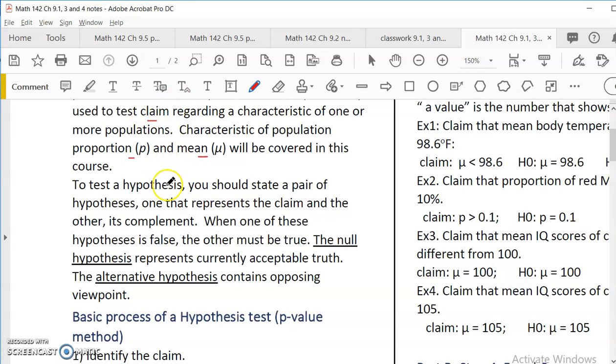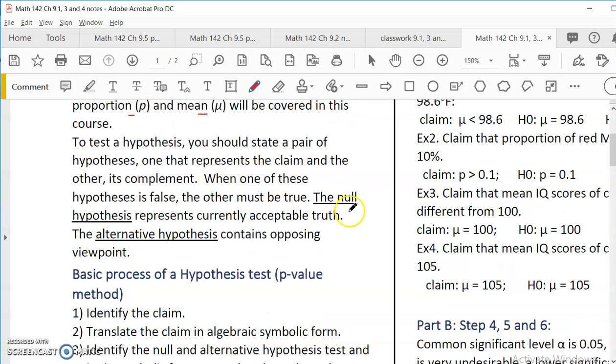To test this, we have two things that we need to set up. One is called the null hypothesis, and the other is called the alternative hypothesis. Now we have one claim, but we have to set up two hypotheses to start the process. Okay, so notice the claim is different from the null and alternative hypothesis.